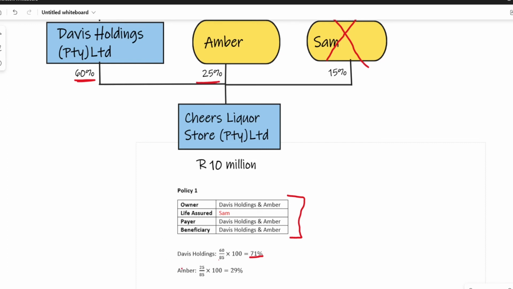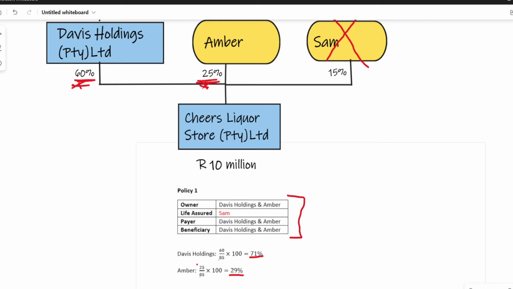So if you look at the split for Amber, we know that Amber only holds 25% in Cheers Liquor Store. So we've got the 25% there, and it's out of the same shareholding, which is the 60 plus the 25, which gives you the 85 down here. And we convert it into a percentage, ultimately giving you a percentage of 29%.